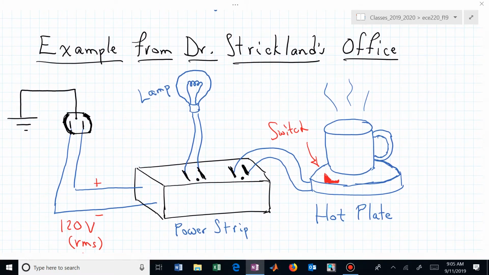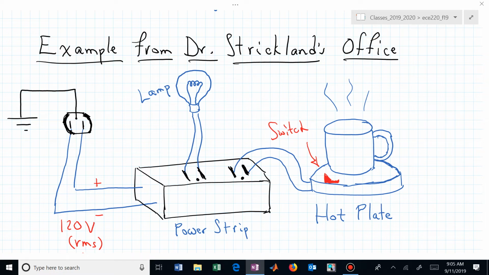And you know, if you've ever been to my office, I couldn't have something like this in my office, a hot plate or a lamp. I might start a fire. My office is a mess. Here's another office. Here's Dr. Strickland's office. And if you're interested to see my office, you can see that during office hours on Mondays and Wednesdays from 2 to 3 and Fridays from 11 to noon, traditionally.